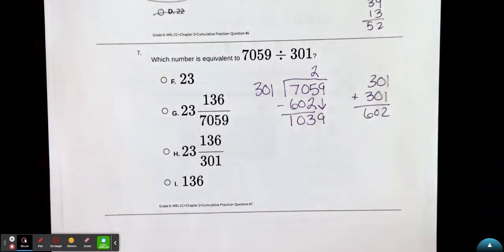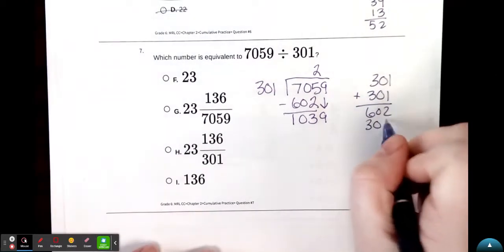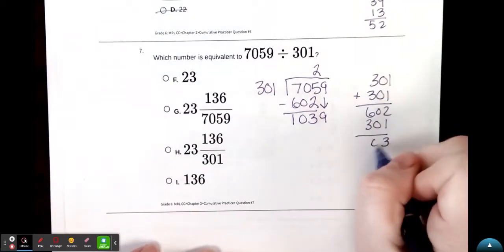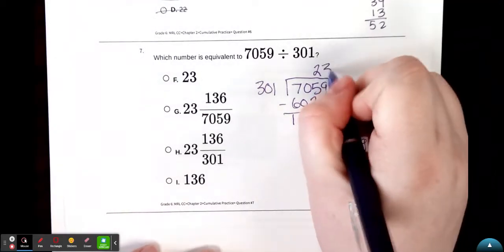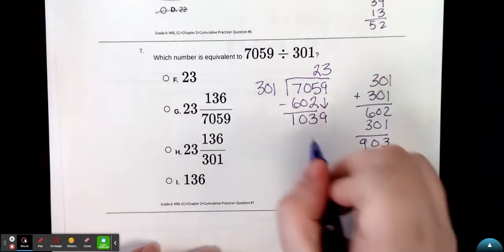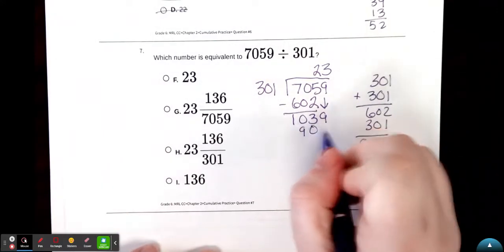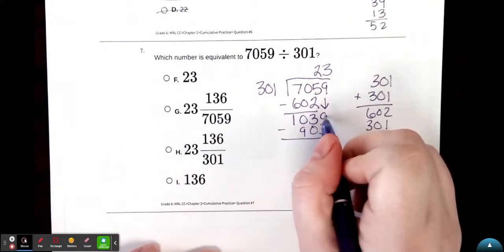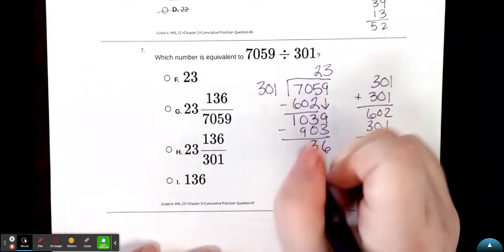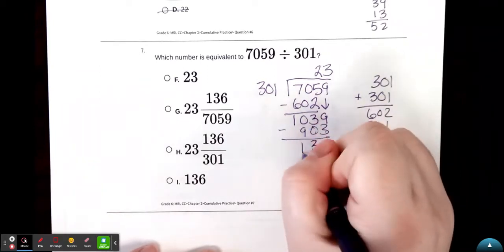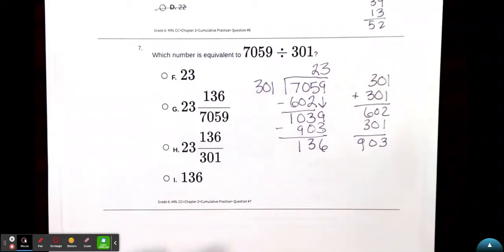All right, so now we have to figure out how many times 301 goes into 1,039. So we're going to keep adding 301s. 3, 0, 9. If we did another one, it would be too much. So it went in 3 times, and that was 903. Subtract. 9 minus 3 is 6. 3 minus 0 is 3. 10 minus 9 is 1. So our remainder is 136.